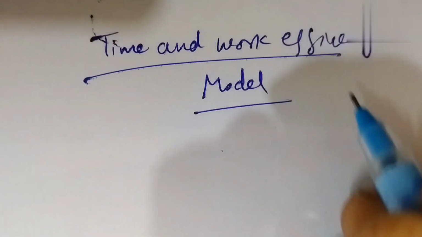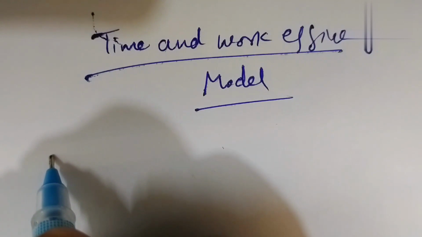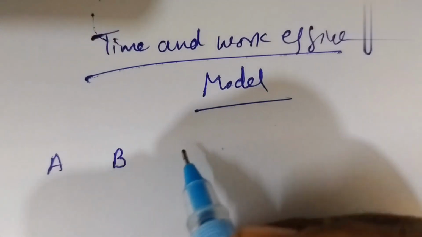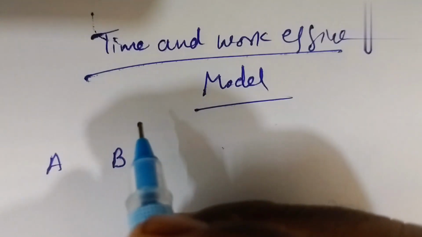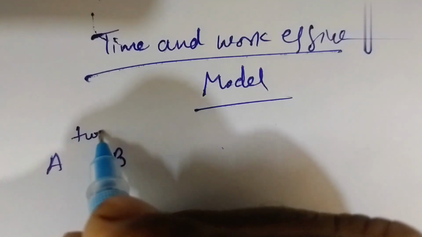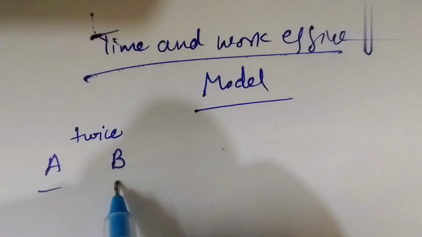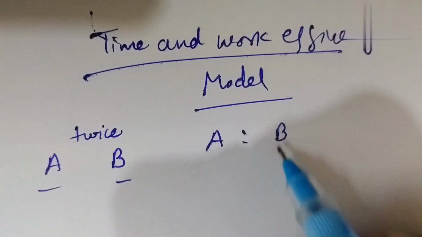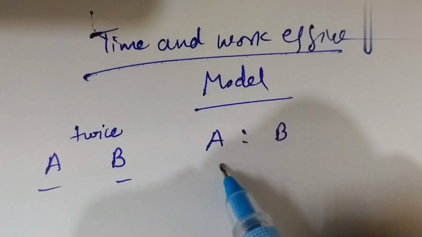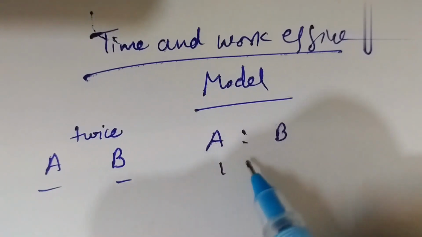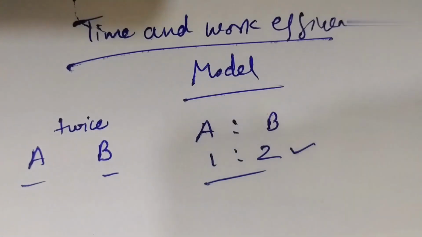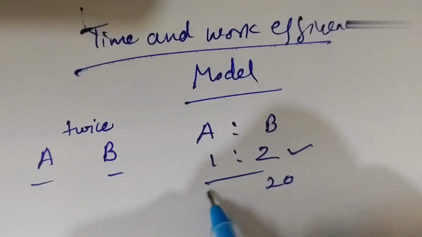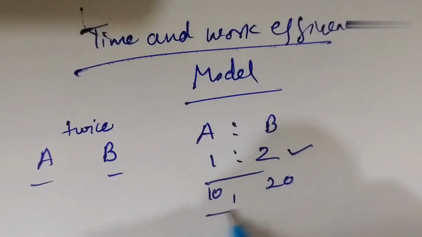So let us see, if A and B are there, we have seen A is twice as efficient as B. If a question says A is twice as efficient as B, we write A is to B not 2 is to 1, it is 1 is to 2. That means if B can do work in 20 days, A will do it in 10 days.